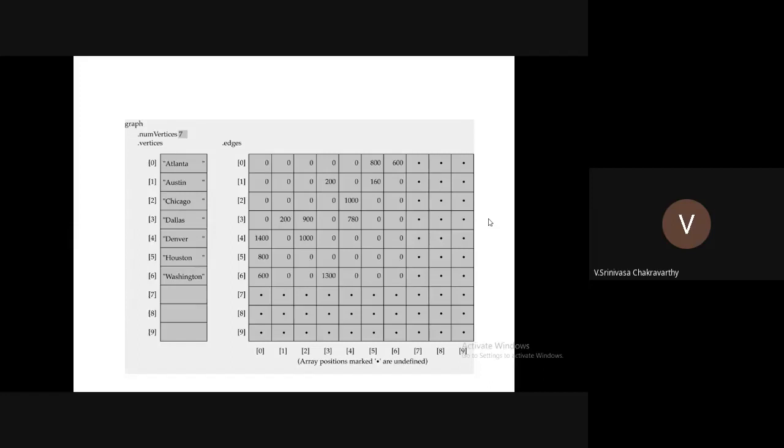So here is an example of that. On the left you have all the nodes, the labels of the nodes. In general, the node may or may not have a label. You can just call them 1, 2, 3, 4. And then you have the adjacency matrix on the right, which tells you what is the distance between cities i and j.